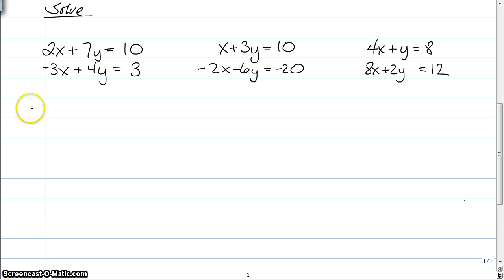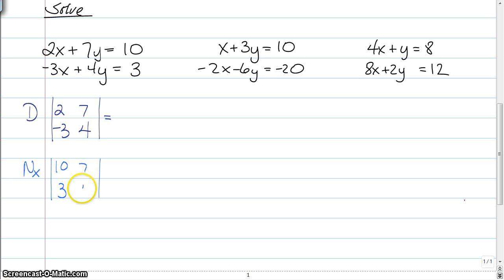So to do it, we need a denominator, and the denominator is going to be just the leading coefficients of our system. So we have a 2, 7, -3, 4, and that's going to be called D for the denominator. And then we need to get the numerator for x. To find the numerator for x, we replace the x column with our constants that we find here. Okay, and then we just write 7 and 4 for our y's.